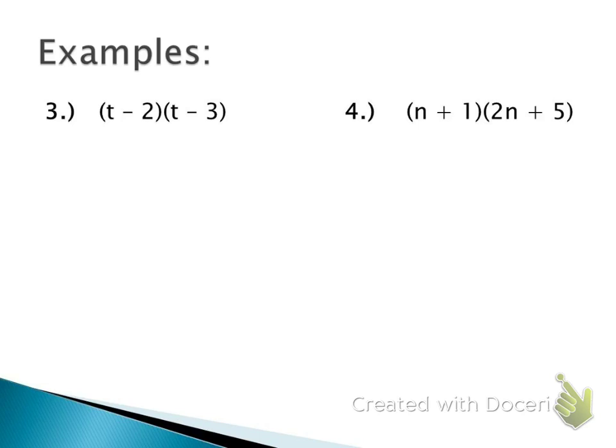First thing we need to do is identify the first term from the first binomial. Jeriel, what's my first term from the front? T. T, good. I have to multiply that to the second binomial. Jamarl, what's the second binomial? T minus 3, very good. Then I need the second term from the first binomial. Lexi, what is it? A negative 2, very good.